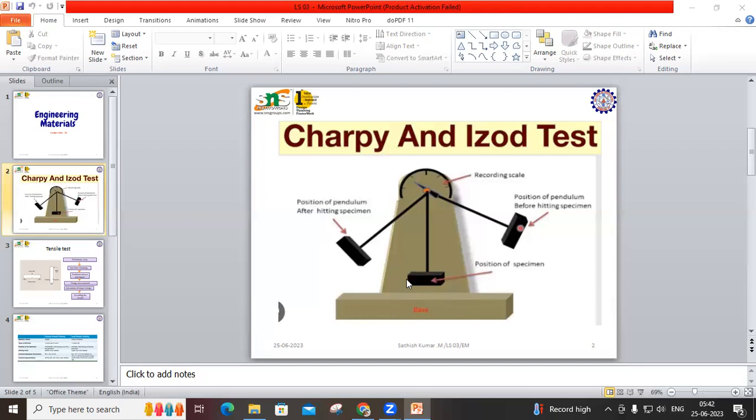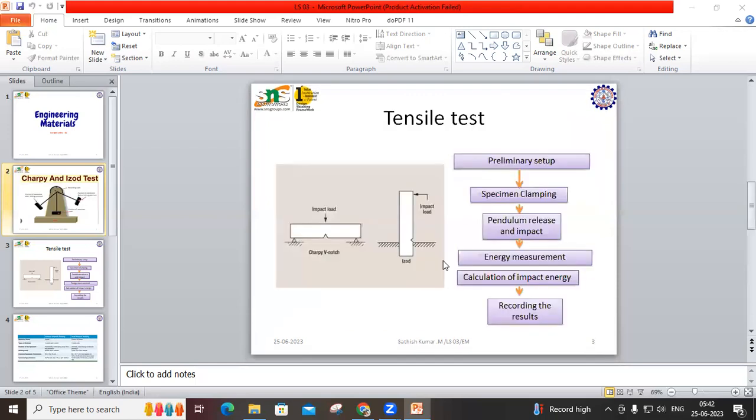For this test, how are we going to prepare a specimen? We see in the next slide. Basically we have two tests: one is the Charpy test and the other is the Izod test. In the Charpy test, an impact load is applied and we have to prepare a V notch. In the Izod test, we can prepare either a U notch or a V notch. The specimen is kept in the machine like this: in Charpy tests it is kept horizontal, and in Izod tests it is kept in the vertical position.